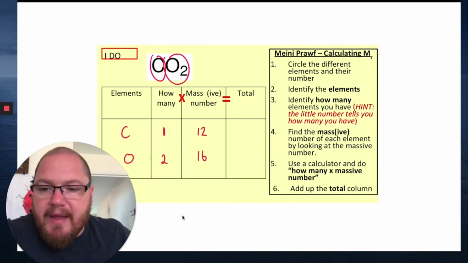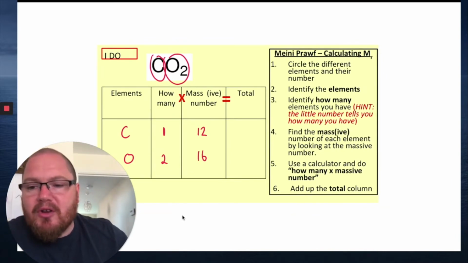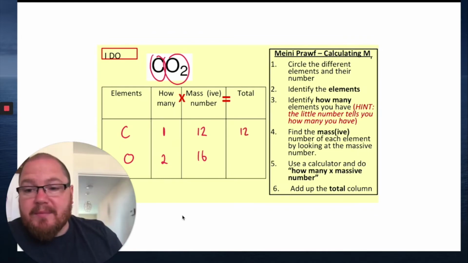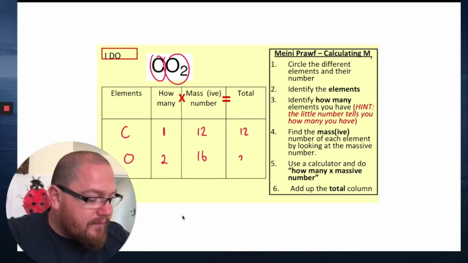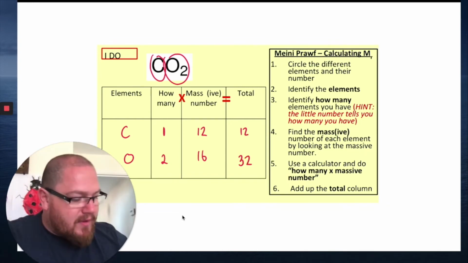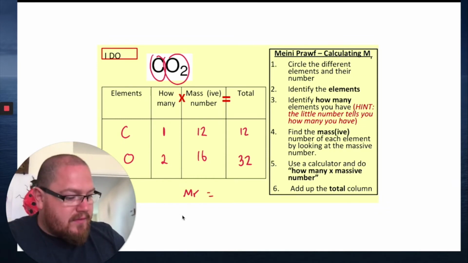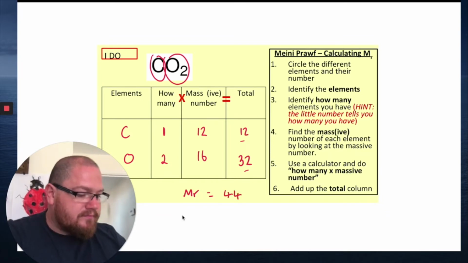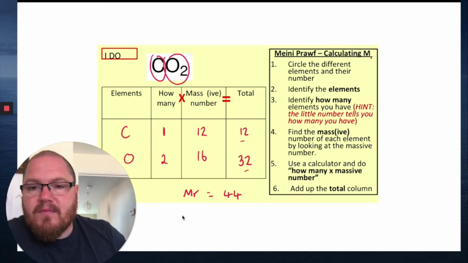And then use a calculator and times how many by the mass number. Well, I'm not going to use a calculator this time, because 1 times 12 is 12, 2 times 16 is 32. And then the last step, add up the total column. So my MR equals 12 plus 32. So that's going to be 44. Okay, so that's your MR done.